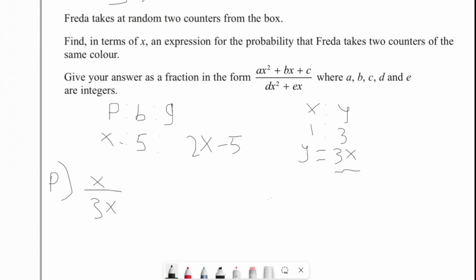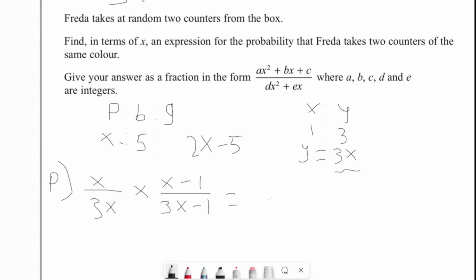Okay, and then we can multiply this by x minus 1 over 3x minus 1. And we're minusing 1 because obviously these counters are not replaced. So on the second turn, there's going to be one less counter.